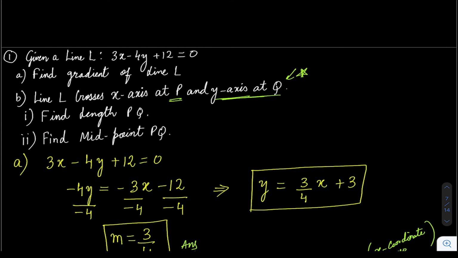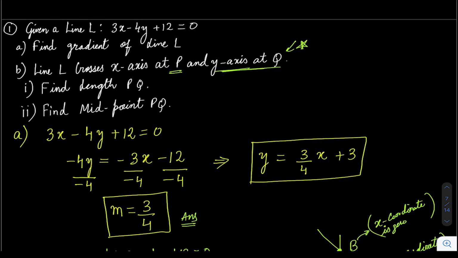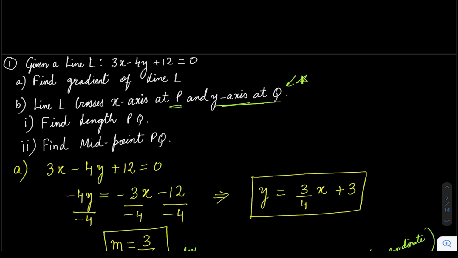So that's all. We need to find the points P and Q. Rest is very simple. We have to find the length of PQ. So once we know P and Q, so P point is at x-axis. So this is -4, 0, and Q point is on y-axis. So that is 0, 3.